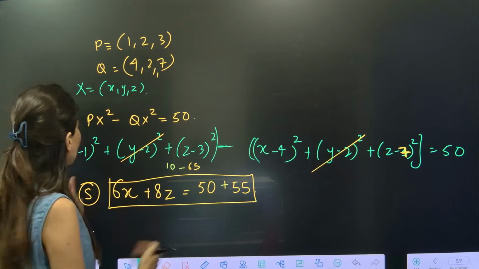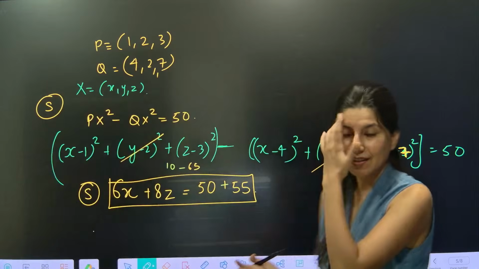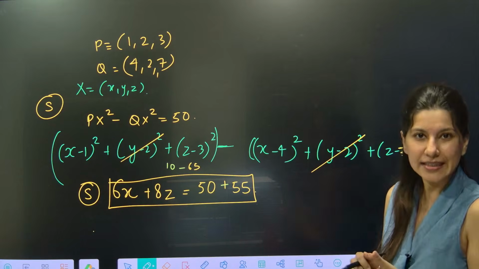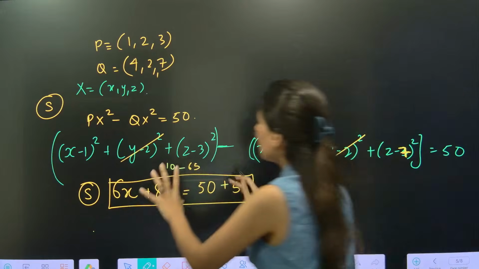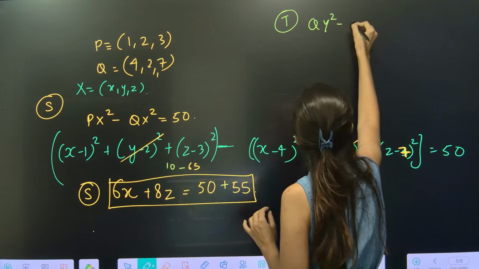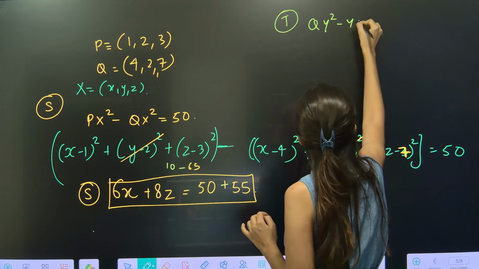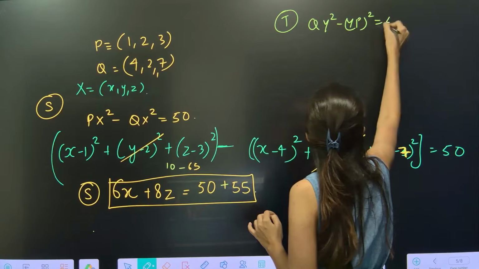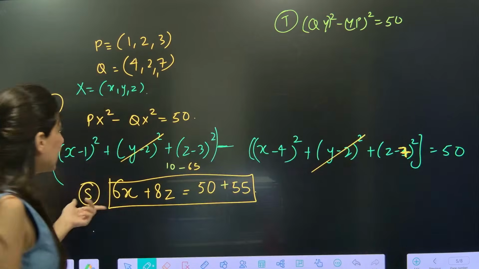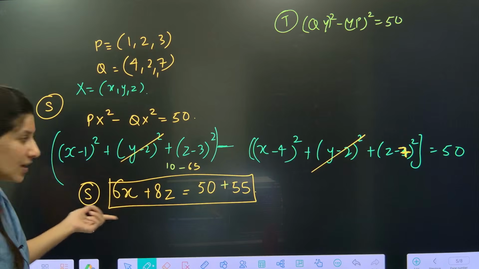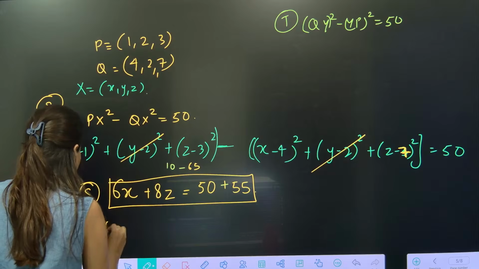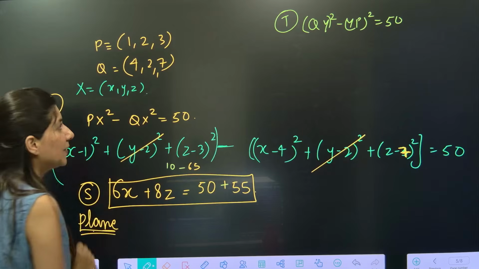Now let's talk about T. What will happen with T? For T, this is QY square minus YP square is equal to 50, correct? And by the way, what is S? Can anybody tell me what exactly S is? S is nothing but a plane.